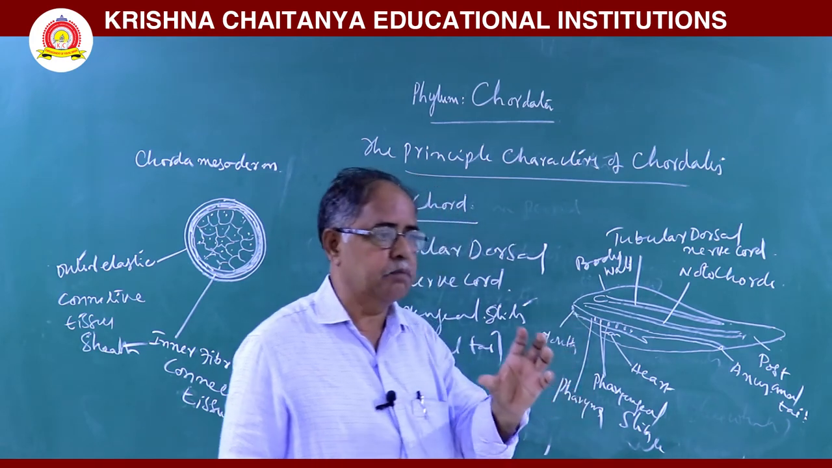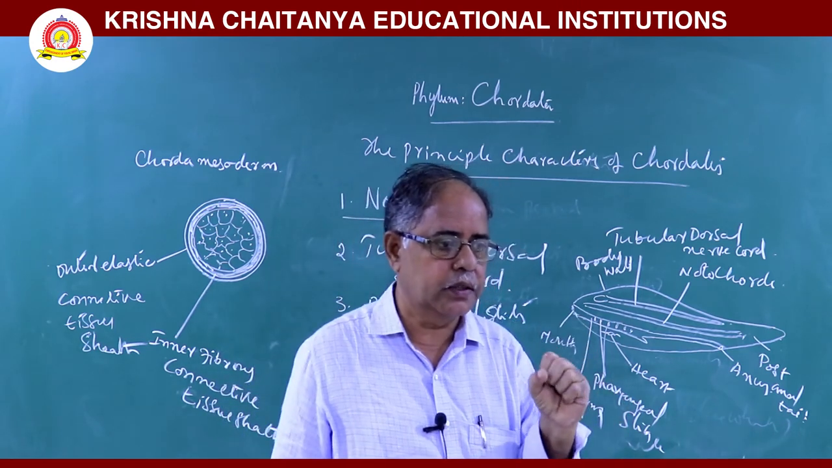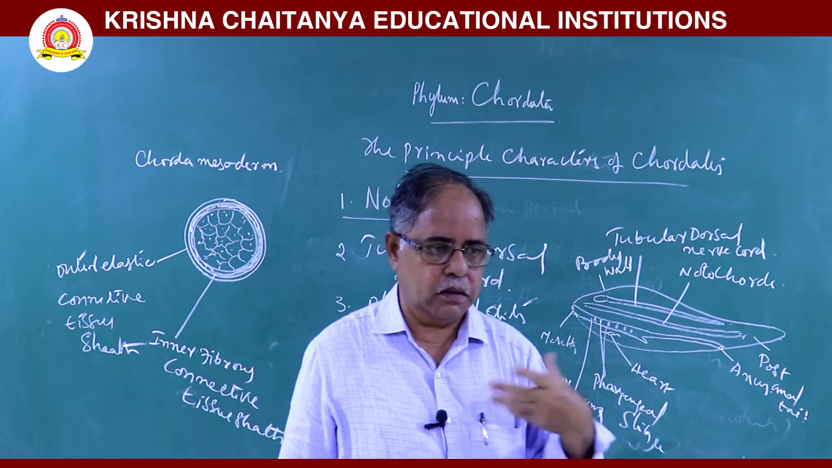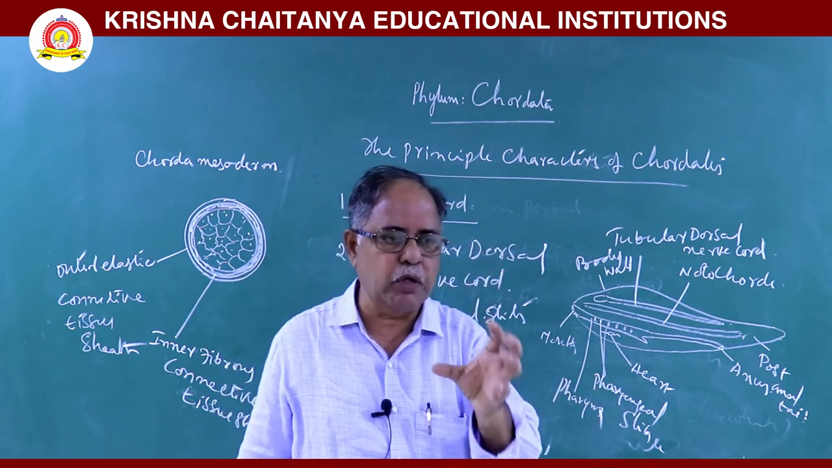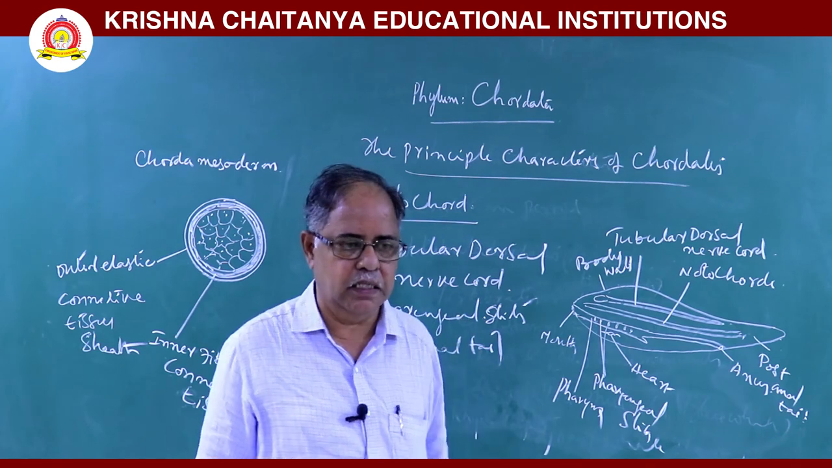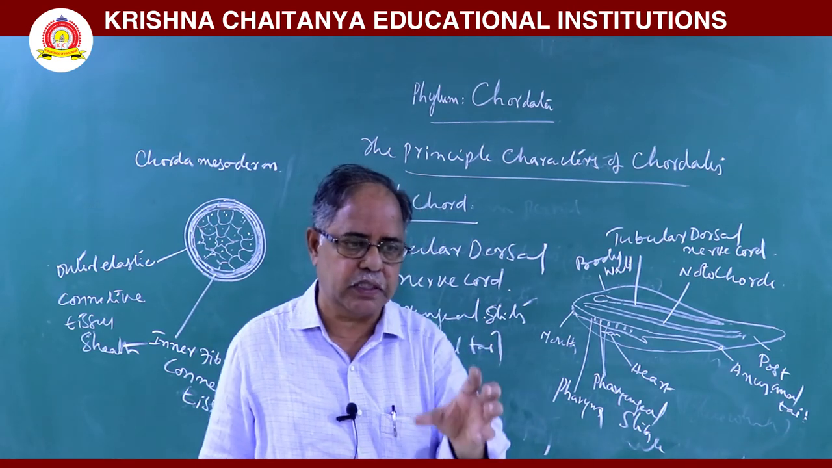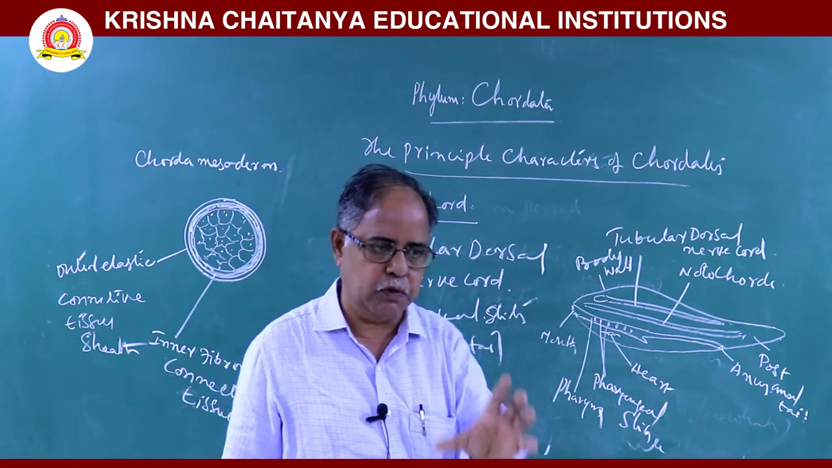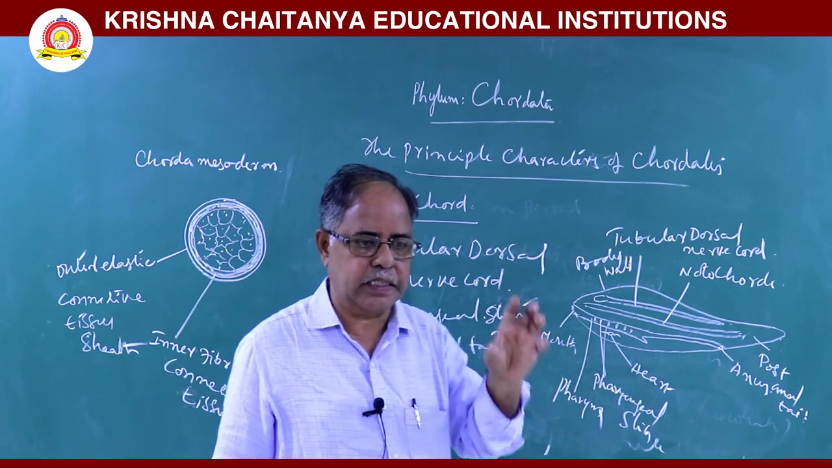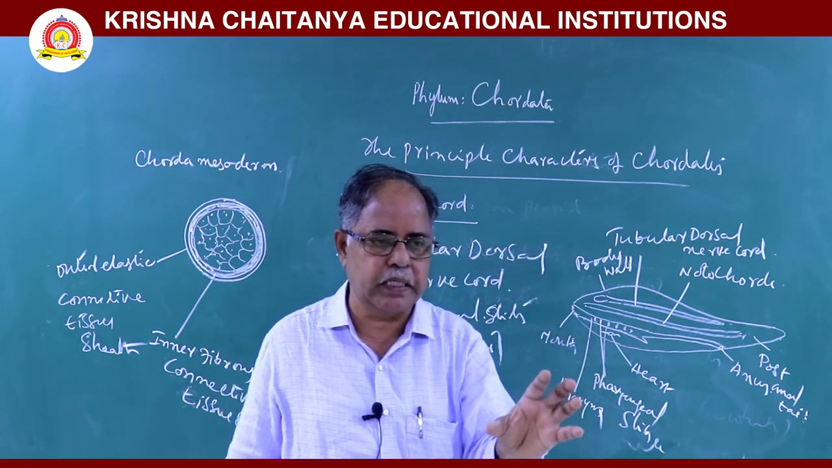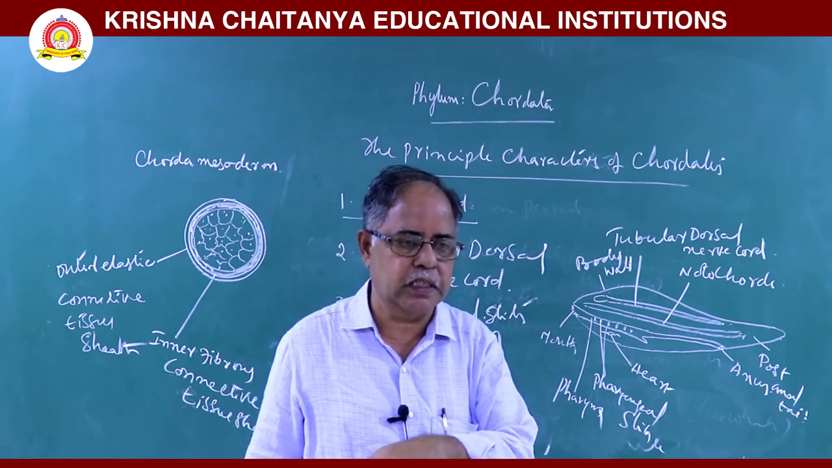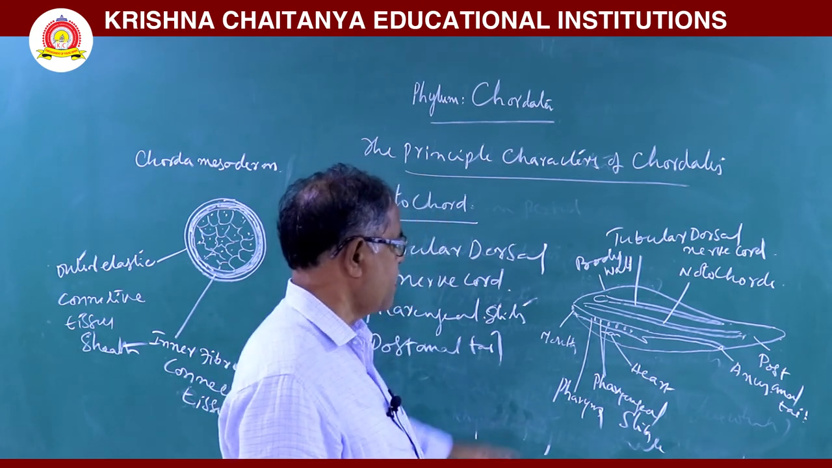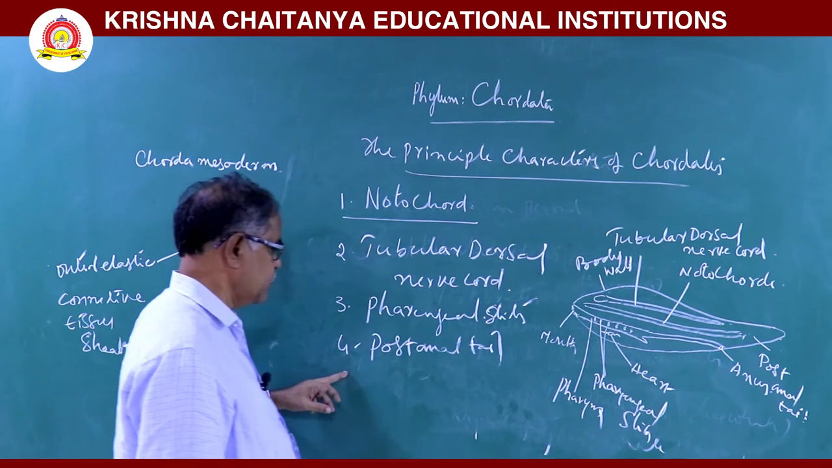Next, in omnivores, these pharyngeal gill slits are seen as pouch-like structures, pharyngeal pouches. They are non-functional. In later stages, they disappear. This is about pharyngeal slits.